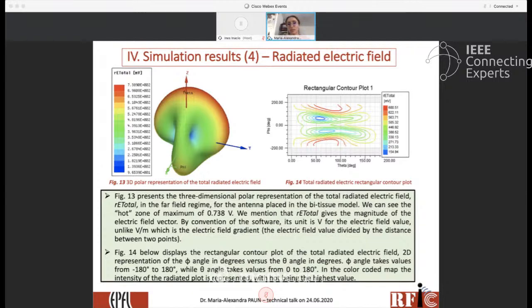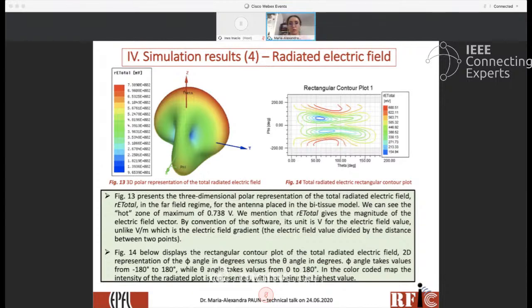What should really be pointed out is that while you are looking at the hot zones, you have to look for the red. This is a color-coded map for figure number 13 as well as for figure number 14. The color-coded map shows us the hottest spots, and here we could reach a maximum of 0.73 volt for the radiated electric field.